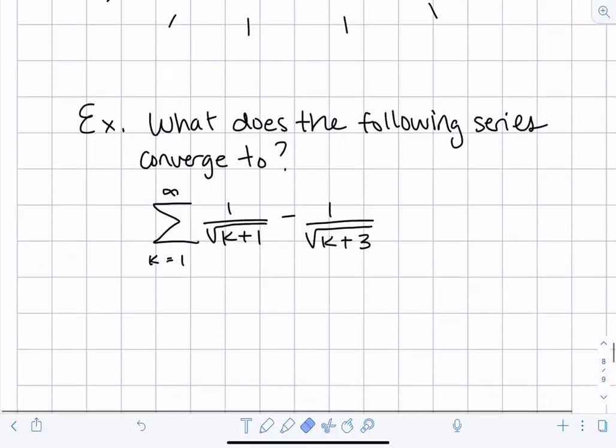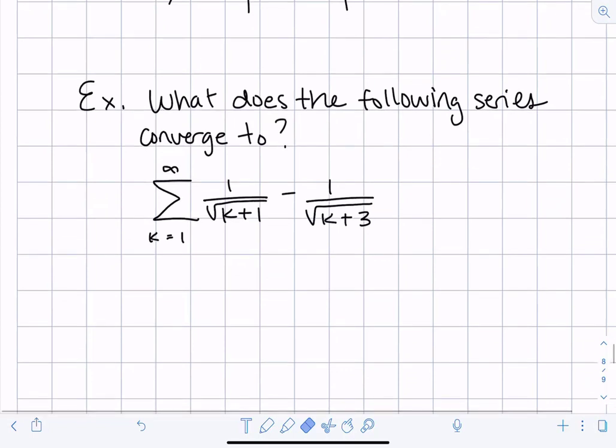So how do we do that? Well, our series is starting from 1 to infinity. So we can see from the index, k starts from 1, it goes to infinity, so we have a series. And the formula for the sequence terms of the series are 1 over square root of k plus 1 minus 1 over square root of k plus 3.